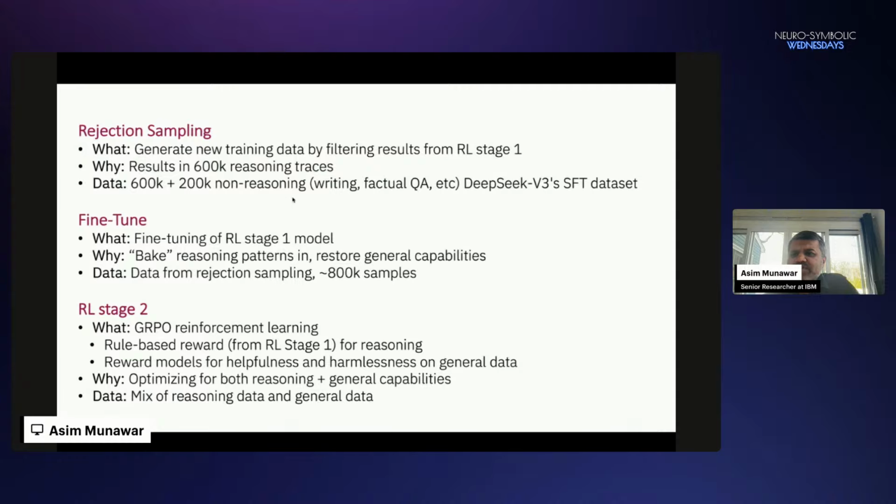Rejection sampling. This is what they did with the data that they sampled from their earlier reasoning model, and they did the second stage of fine tuning and second stage of reinforcement learning. After the first stage of GRPO, they said that the model became good at reasoning, but they lost some natural language capability. So they had to rebake those capabilities into the model. And then comes RL stage 2, which is basically symbolic reward plus the reward model that they had trained for helpfulness and harmlessness on their data.